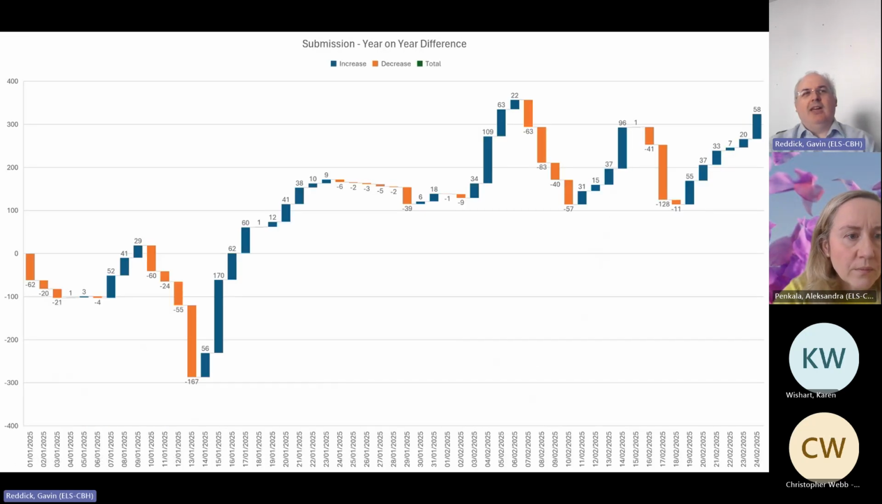If we just compare this year and last year, you'll see that we started the year going down, and so ended up at this point in early January, mid-January, about 300 below where we were with the equivalent point last year. And then generally we've had days when it's been higher, some days when it's been lower. And currently we're netting out at about 300 submissions more than we had at this point last year. So submissions slightly up.